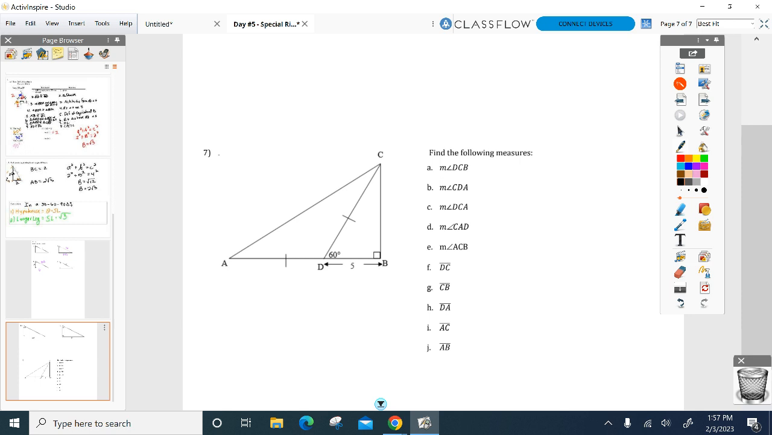All right, let's do this as a class instead of calling numbers so you guys can get back to work with your groups. DCB, what was it? 30, 180 degrees in a triangle. That's how we knew it. CDA, linear pairs are supplementary.